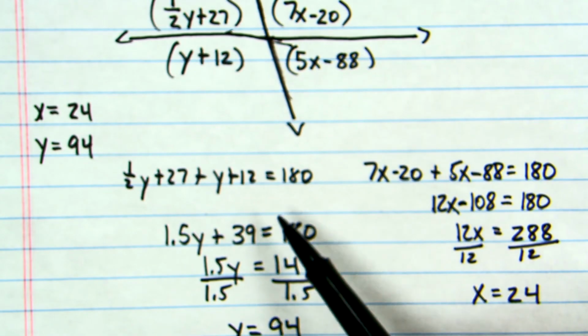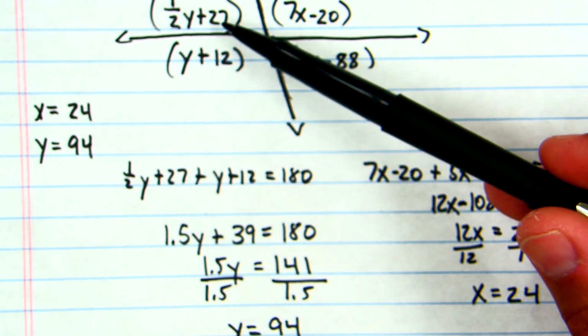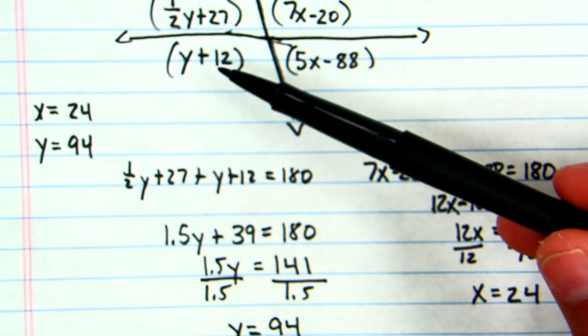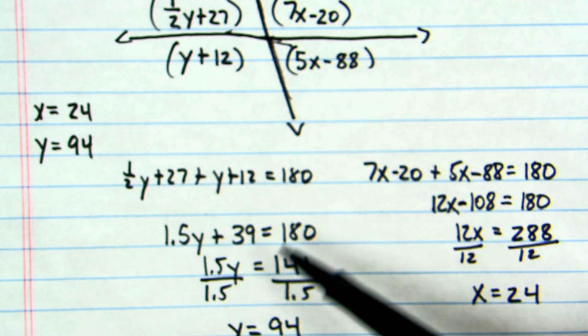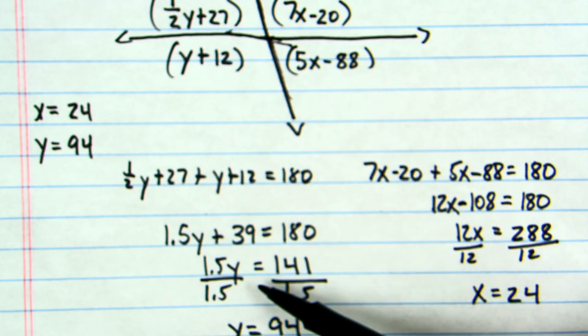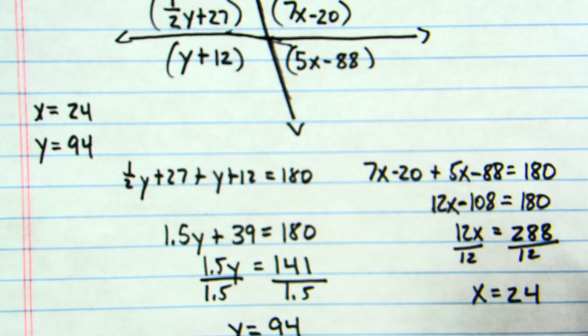Combine like terms. After I add 1/2 y plus 27 plus y plus 12, I get 1 1/2 y, or 1.5 y plus 39 equals 180. Subtract 39 from both sides and get 1 1/2 y equals 141. I'm going to divide both sides by 1.5, and I end up with y equal to 94.